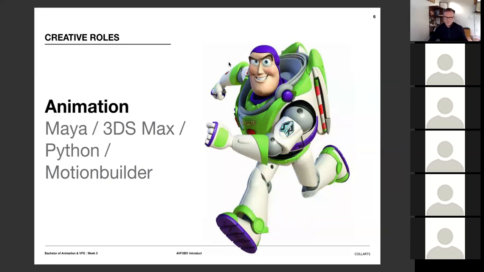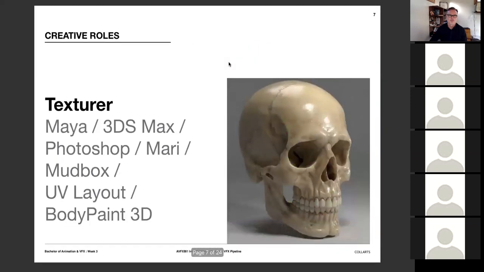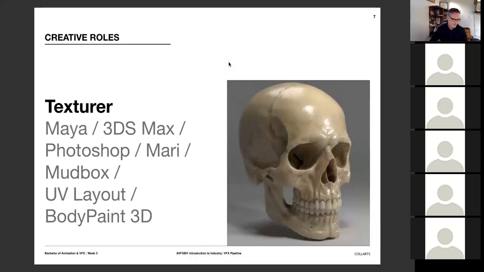Then we've got a bit further down. Once you've built your model, you've rigged it or had it rigged, then you've got to start giving life to it. So again, you would use Maya, Max, Python, Motion Builder, and we'll look at what they all mean. I don't know why my screen is changing rapidly or randomly.